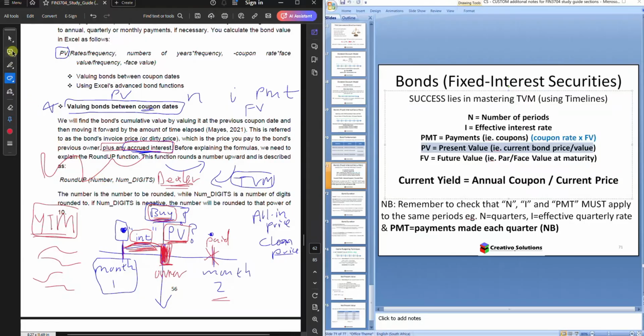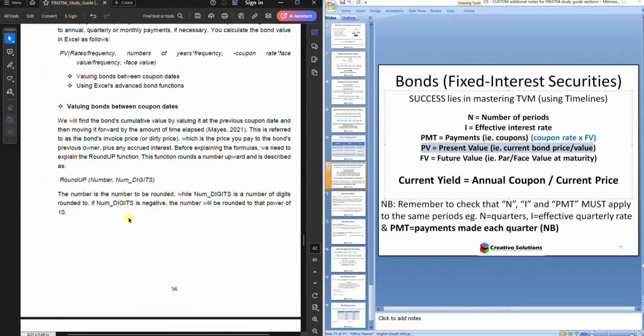When we're looking at this, there's a round up and a round down function that you can use to round off these amounts. Here they're asking you to use the round up function, which rounds a number upward, described as round up or down. The only reason they do that is because it's impossible to get an exact price for a bond, so they use an estimate and then either round it up or round it down.